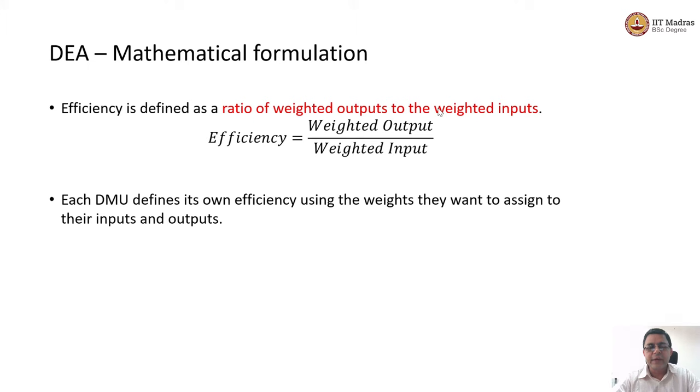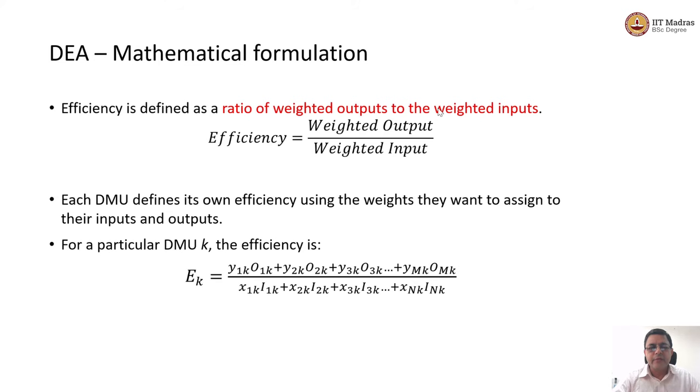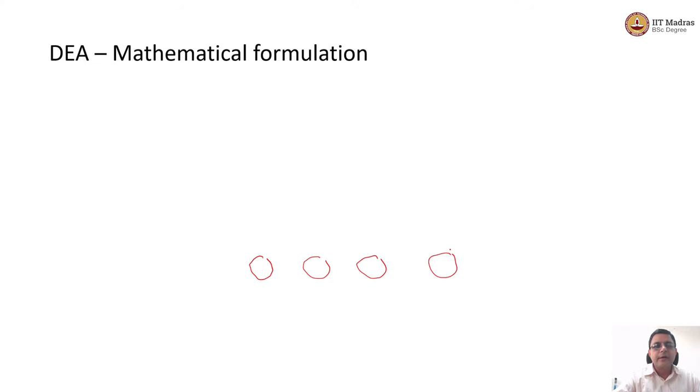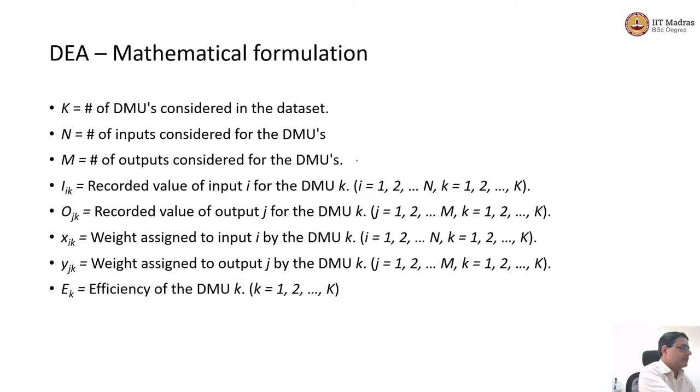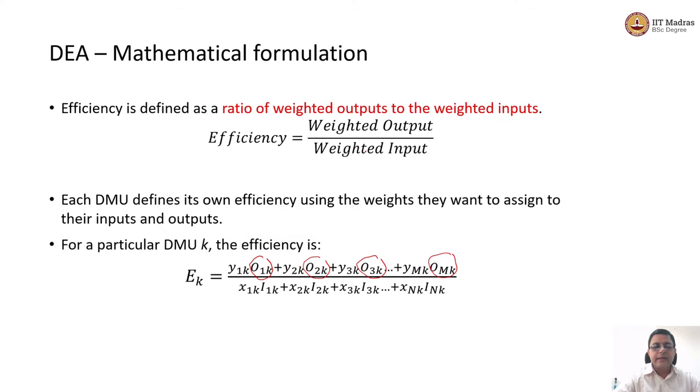So, how do you write the expression for weighted output? You write that for a particular DMU k, the weighted output and the weighted inputs are given by this. So, O_1k is the first output for DMU k, O_2k is the second output for DMU k, O_3k is the third output for DMU k, O_Mk is the Mth output for DMU k. If you remember, we had M outputs. And then the DMU assigns weights to the outputs. So y_1k is the weight for the first output, y_2k is the weight for the second output, y_Mk is the weight for the Mth output. This is the numerator, this is the weighted output.